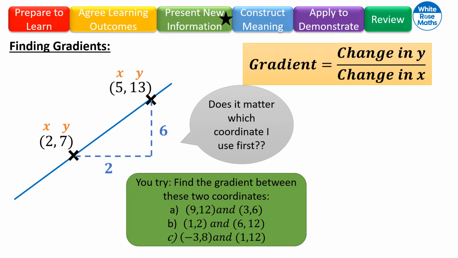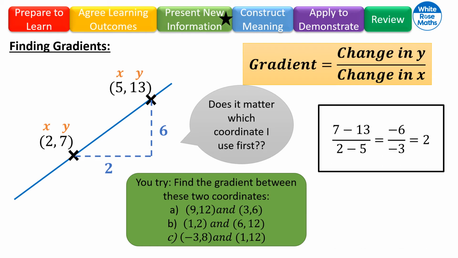Another thing I just wanted to mention, does it matter which one I use first? No, it actually doesn't here. Normally most people tend to do the bigger coordinate first, but if you did it the other way, it would still work. So let's just have a little look. If I did 7 take away 13 and then 2 take away 5, I just get negative numbers, but then when I do -6 divided by -3, the two negatives make a positive, so I still get a gradient of 2. So it does not matter which way you do the gradient. Just make sure you stick with the same colour of the coordinate first.